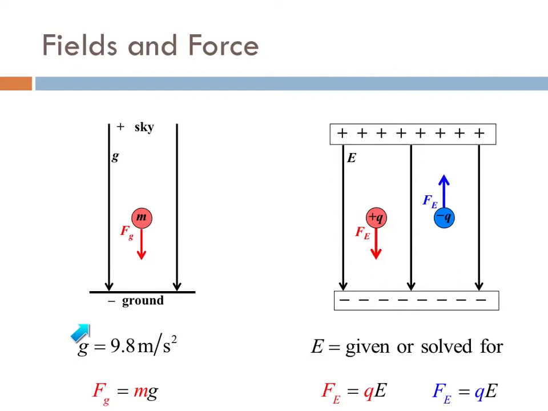So then you can calculate the force of gravity acting on that mass by doing mass times gravity. But in a very similar way, you can solve for the electric force acting on a point charge by multiplying its charge by the electric field.